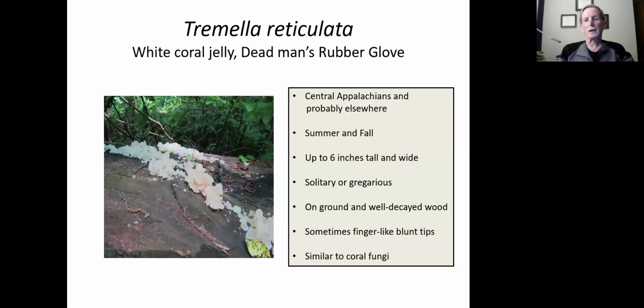So here's another one that is not uncommon. It's called white coral jelly. It looks a lot like the coral fungi in a way, but not really. It's also called dead man's rubber glove because it can take on sort of cylindrical, finger-like appearances on occasion. It's specifically Central Appalachia, but probably elsewhere. I think this was taken on White Oak Canyon Trail in Shenandoah Park. Summer and fall, you can see it's very spread out, gregarious, and you'll cover the whole log in some cases. And sometimes it has finger-like blunt tips, which is why it gets the name dead man's rubber glove.